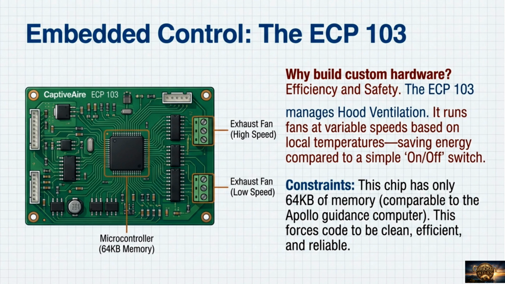Custom hardware, like the ECP103 microcontroller, is built for efficiency and safety. This chip manages hood ventilation by running fans at variable speeds based on local temperatures. With only 64 kilobytes of memory, the code must be clean, efficient, and reliable.